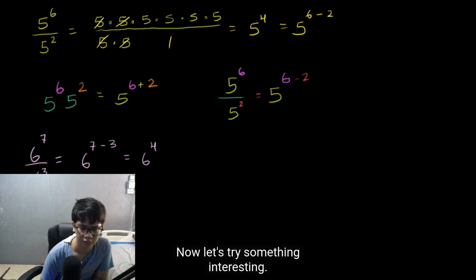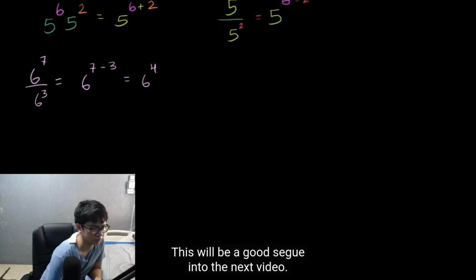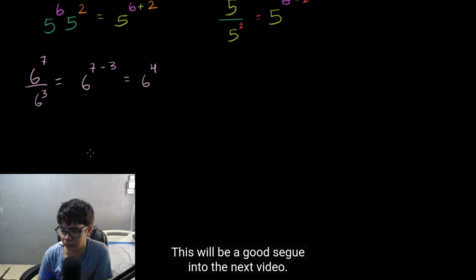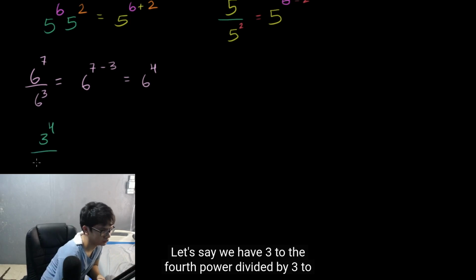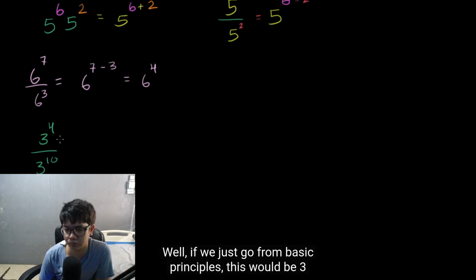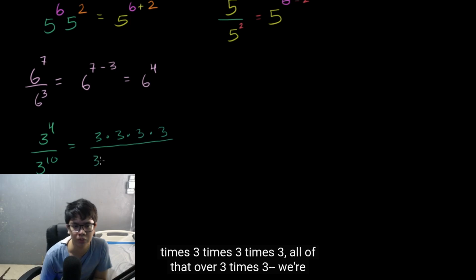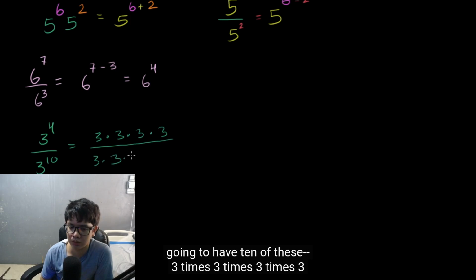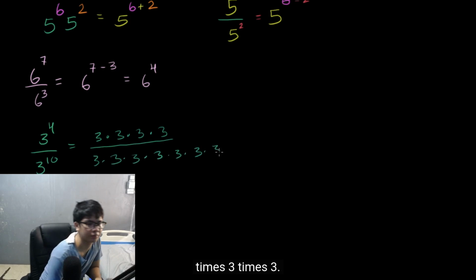Now let's try something interesting, and this will be a good segue into the next video. Let's say we have 3 to the fourth power divided by 3 to the 10th power. Well, if we just go from basic principles, this would be 3 times 3 times 3 times 3, all of that over 3 times 3. We're going to have 10 of these. 3 times 3 times 3 times 3 times 3 times 3. How many is that?